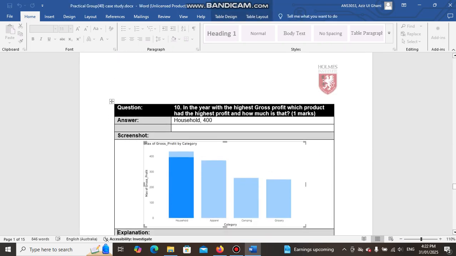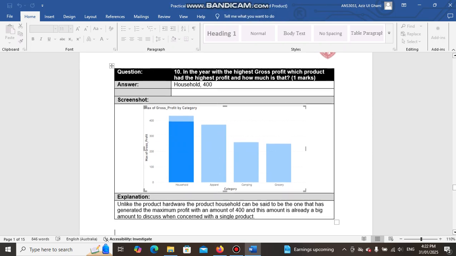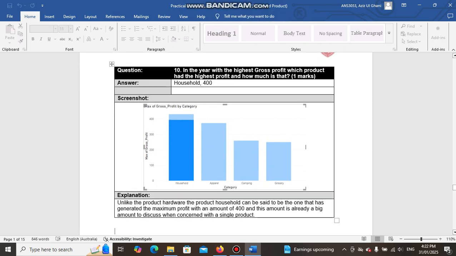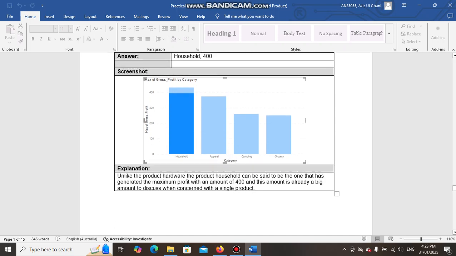And the last question from my side, question number 10. In the year with the highest gross profit, which product had the highest profit and how much is that? In this question we have to tell you the highest profit of the product. On the last question we told about the lowest profit. So the highest profit is the household with 400. As you can clearly see in the chart, the household got the highest margin.